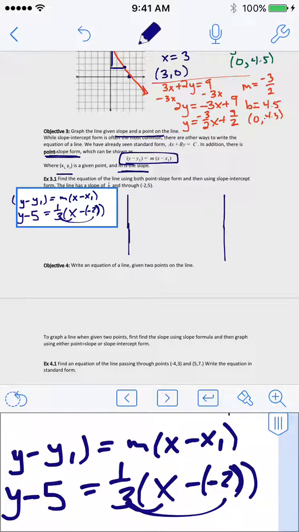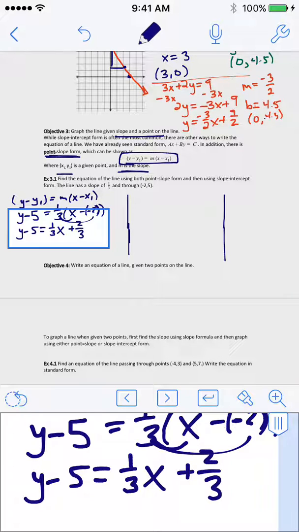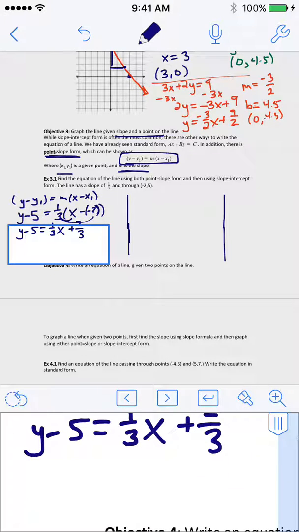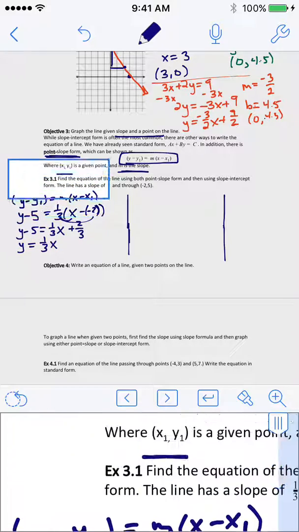We get y minus 5 is equal to 1/3 x minus a negative gives us a +2. +2 times 1/3 would be 2/3. Awesome. And then we'll take care of the 5 over here because that's a little strange to have constants on both sides. So we'll add 5 to the other side. 5 plus 2/3. That's going to be a little tricky.